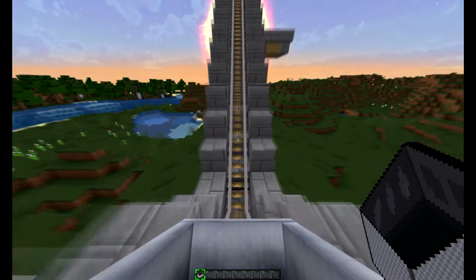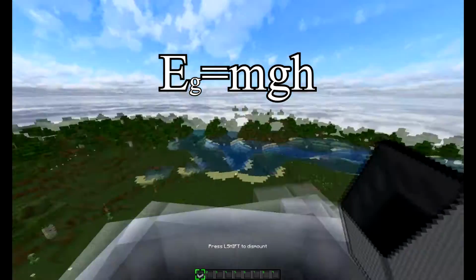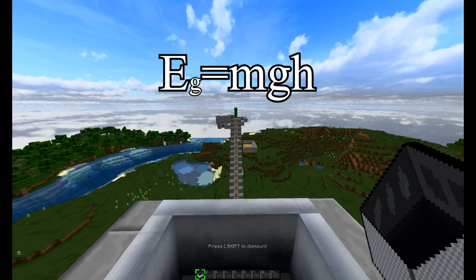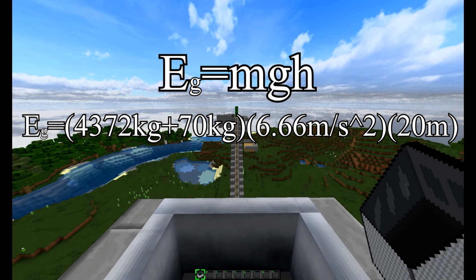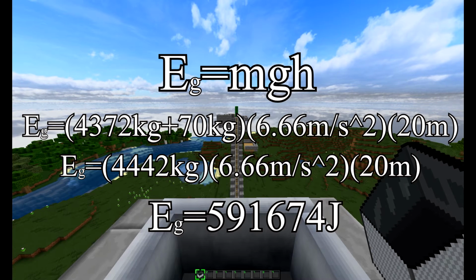To figure out the gravitational potential energy at the beginning of the system, we are going to use the formula mgh. The mass of the player plus minecart times the acceleration due to gravity times the distance the object is from the ground is equal to around 591,000 joules.